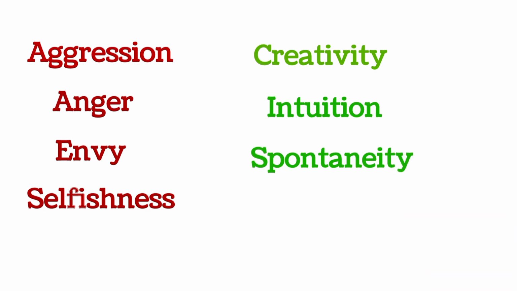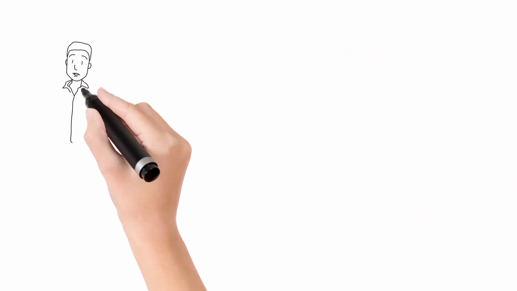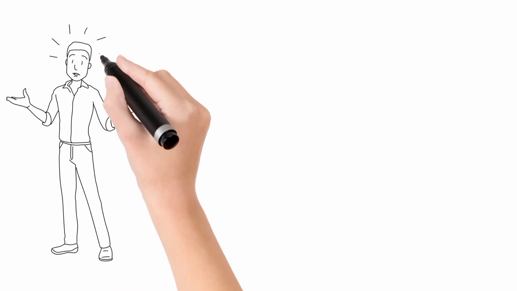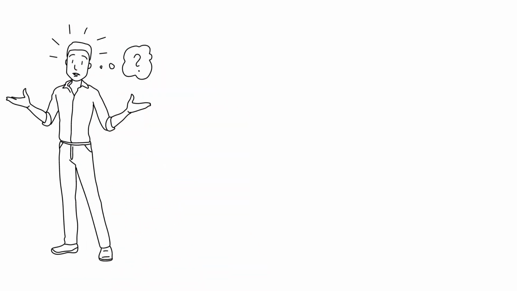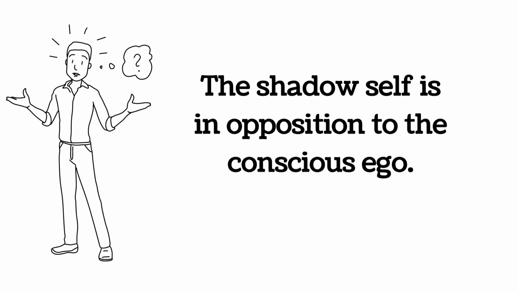The shadow self is different from the conscious self in that it is not under the control of the conscious mind. It is comprised of unconscious thoughts, feelings, and behaviors that are outside of an individual's awareness. The shadow self is often in opposition to the conscious ego and may be at odds with an individual's conscious values and beliefs.